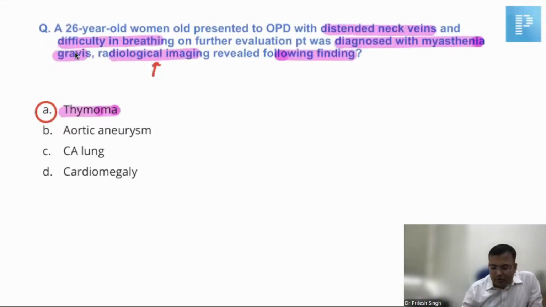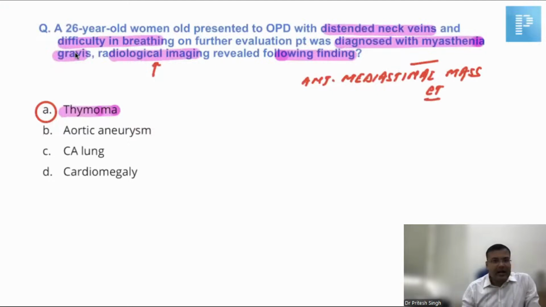So Santosh wants to say that, sir, there was anterior mediastinal mass in CT. Okay, that's great. There was anterior mediastinal mass in CT. So obviously it is thymoma. Anterior mediastinal mass in association with myasthenia gravis. Patient is having distended neck veins, difficulty in breathing. Obviously, it is thymoma. Clear, guys? So correct answer is A, that's thymoma.